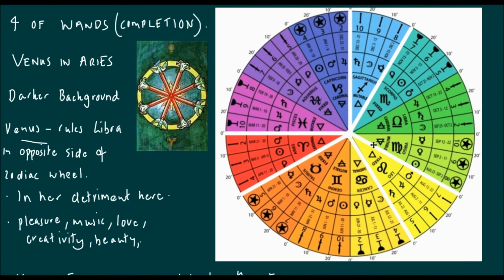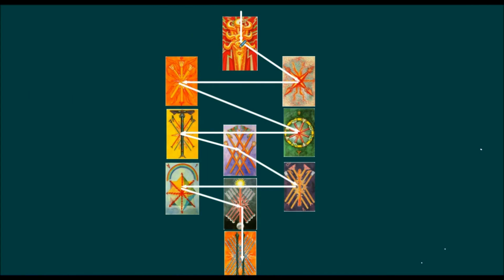So in completion, you will actually find that the energy we've talked about so far, coming from the Ace, the 2, the 3, actually finds a sense of integration and fulfillment in the 4. But as we'll see in the next video, this is only a temporary stage.